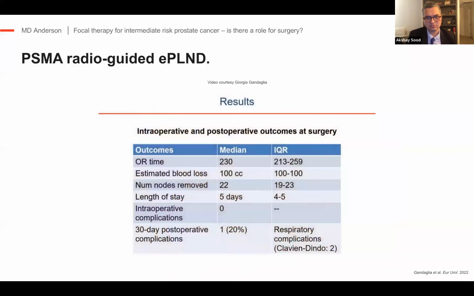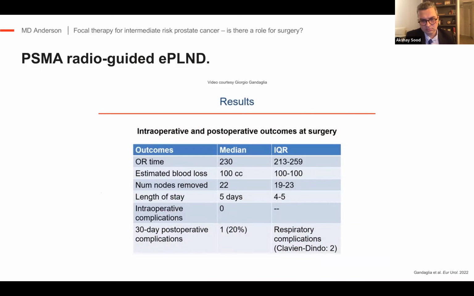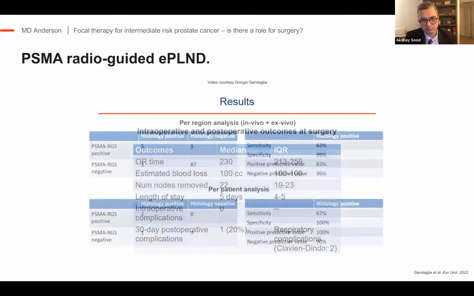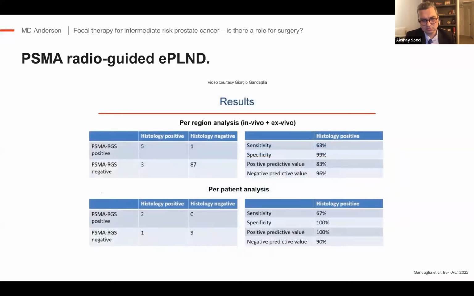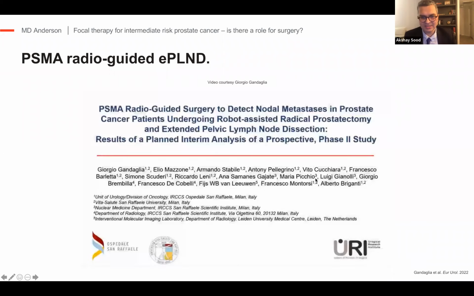In the patients who underwent surgery, average OR time was 230 minutes, estimated blood loss was 100 ml, and length of stay was an average of 5 days. There were no intraoperative complications. There was one post-operative complication linked to a respiratory complication. On a per region analysis, sensitivity was 63%.